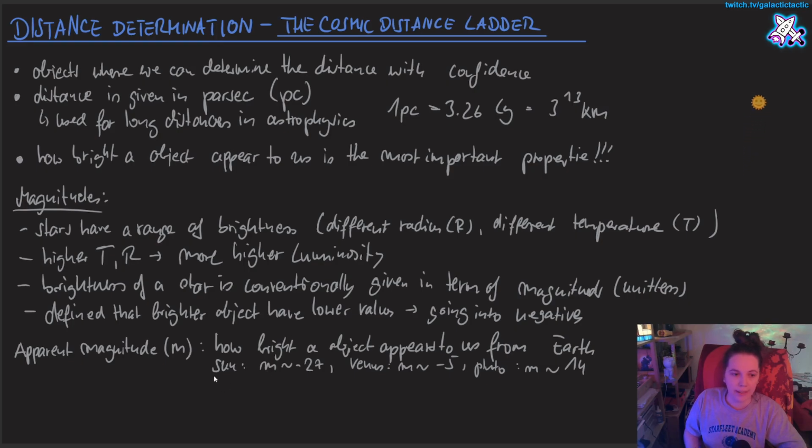It's defined in a way that Vega, the star, has an apparent magnitude of 0. So that's how the scale is defined. And suddenly you don't have to juggle larger numbers of luminosity if you want to tell someone how bright something is. You can just use the magnitudes. It's really nice, actually.